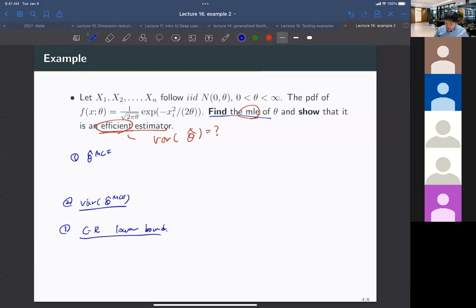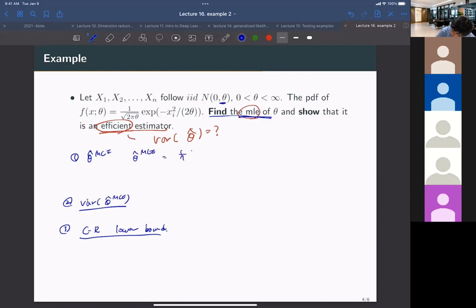Let's first find the MLE. I'm going to skip the procedure of finding the MLE. You can find the examples of this in the slides, and we already did it in class. You just calculate the log likelihood, take the derivative, set it equal to 0 and get the solution, and check the second derivative is less than 0, so that it achieves the maximum. That's all.